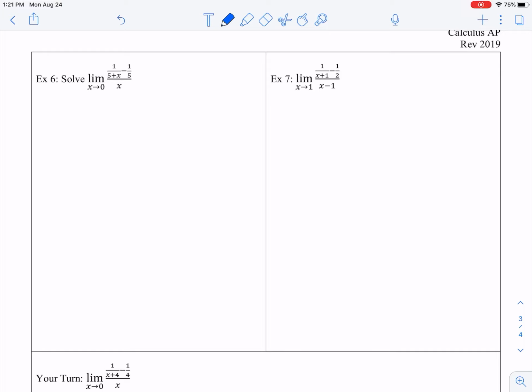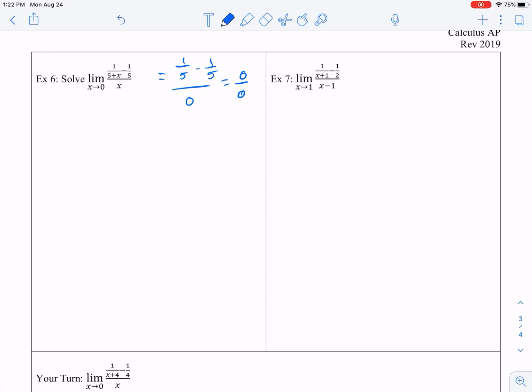Okay, here we go. Limits, part 3. When I plug in 0, what do I get? I get 1 over 5 minus 1 over 5 over 0. 0 over 0, which means indeterminate, which means keep going. You're not done yet. You have to wait till you get an answer.